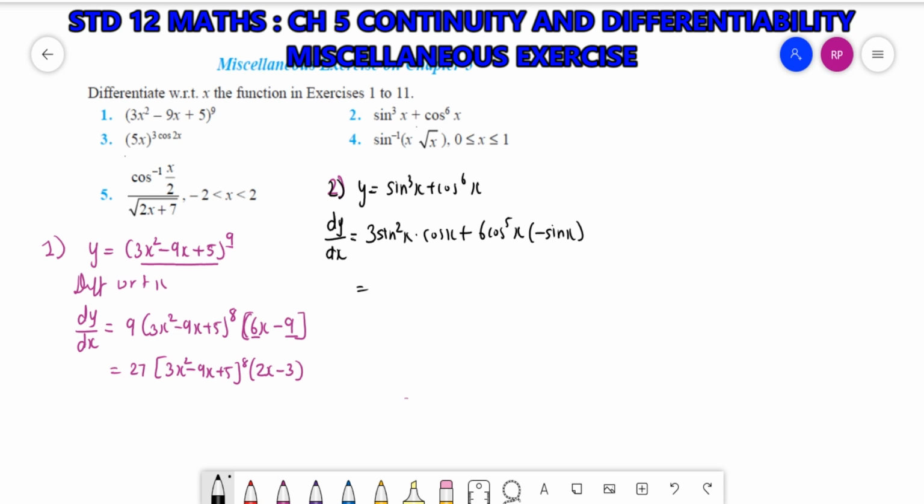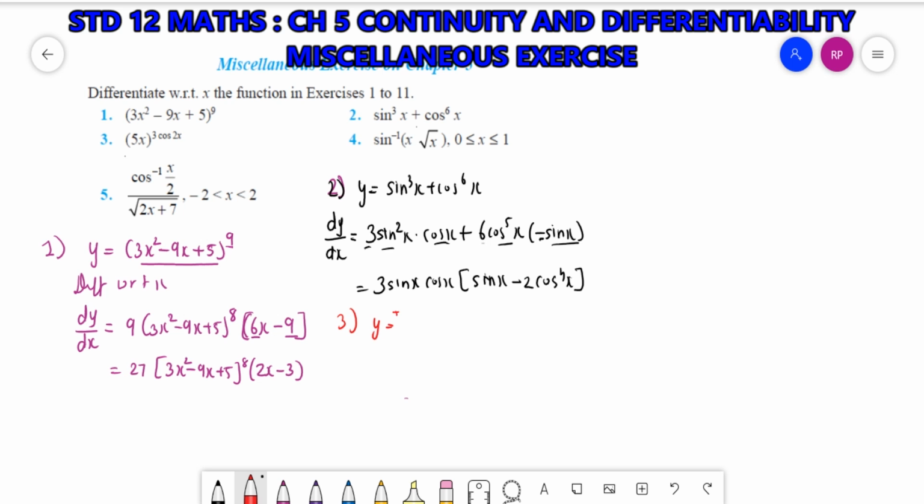Okay, so I can take sin x common here, and cos x, and 3. So 3 sin x cos x will be equal to sine square x, so it's sin x because we already took sin x common, and minus sine 6. So 3 2s are 6, and cos we have taken common, so cos raised to 4x. Clear? This is the second one. Okay, now let's see the third one.